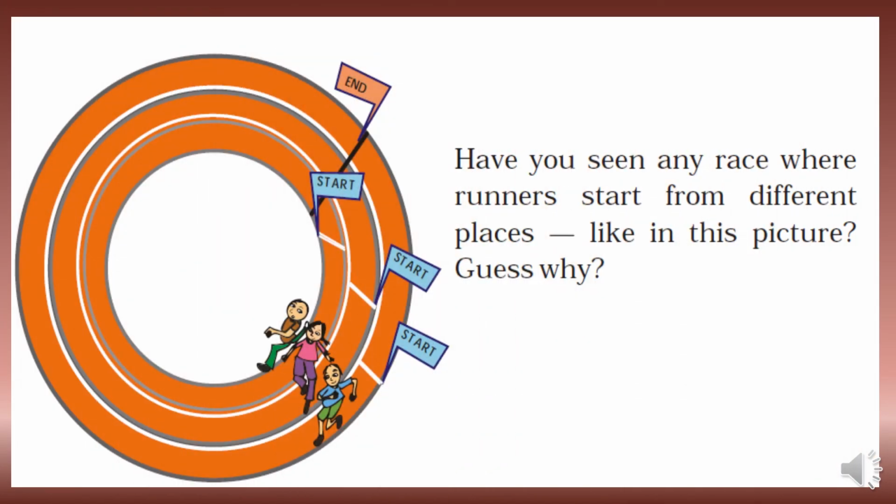So have you seen any race where runners start from different places, like in this picture, and guess why? So here in the picture you can see the end point, and you can also see that the start point is different for the different participants, right? Have you seen any race? I guess you must have seen one on our sports day, right? We also make a race track like this only.